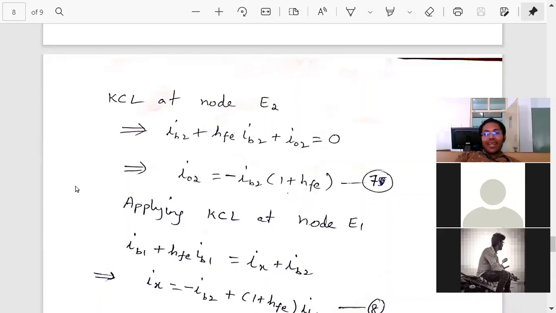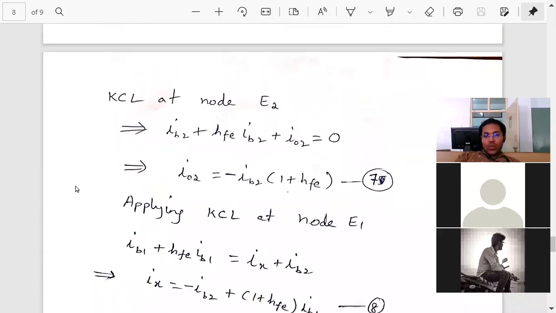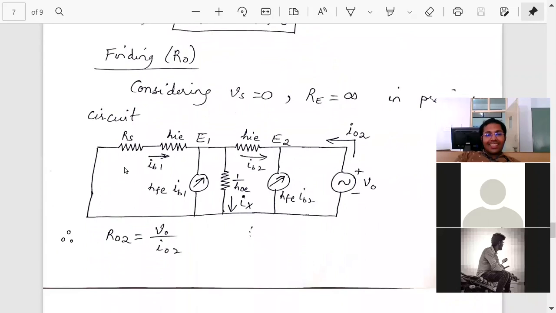Now let us apply the KCL at the second node. Please note, these together you have to consider as a single node, because there is no element in between. No element means same voltage, no potential difference between these two points, so all of this is a single node. Current entering this node will be IB1 plus HFE IB1. Current leaving will be IB2 and IX.